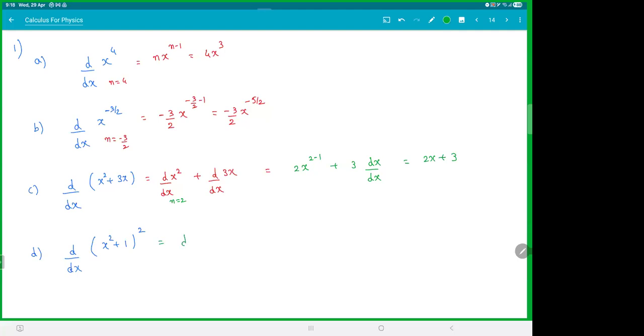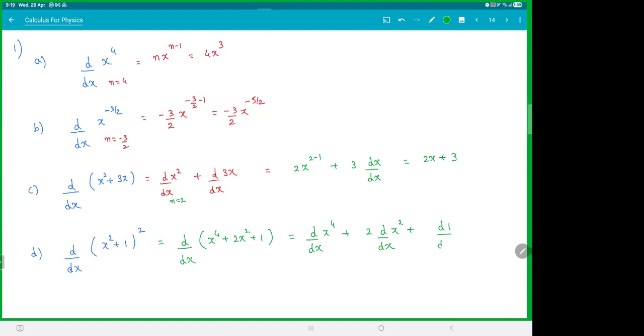This thing, you cannot do this directly. There are ways to do, but not today. This would be, expand this, a plus b whole square: x power 4 plus 2x square plus 1. Now this is looking like f of x plus g of x plus h of x. So differentiate each term separately. D by dx of x power 4 plus 2 is a constant, 2 comes out. D by dx of x square plus 1 is a number.